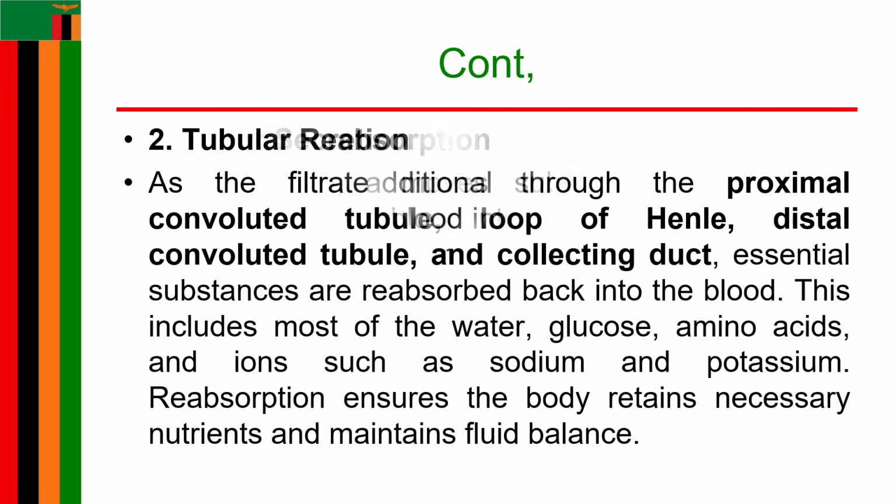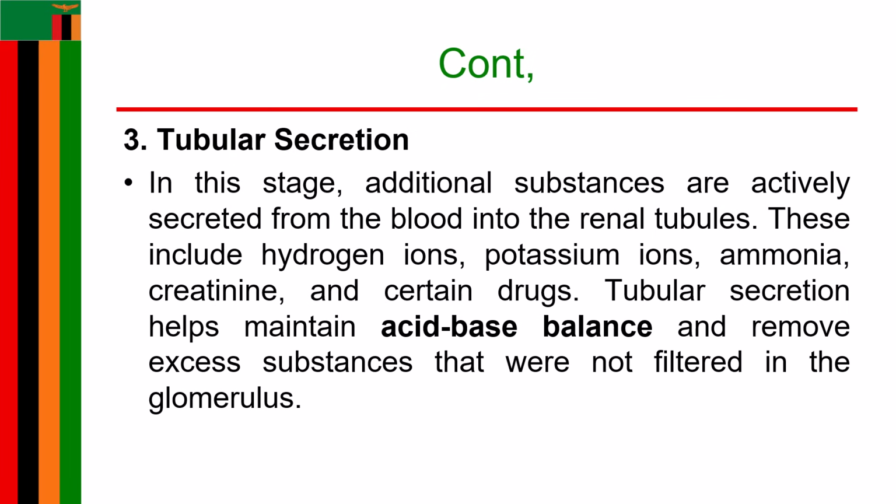From stage 2, the third phase is tubular secretion. Now, during tubular secretion, additional substances are actively secreted from the blood into the renal tubules. And this may include hydrogen ions, potassium ions, ammonium, creatinine, and drugs. So tubular secretion helps maintain the acid-base balance and removes the excess substances that were not filtered in the glomerulus, so that they can be excreted in urine.